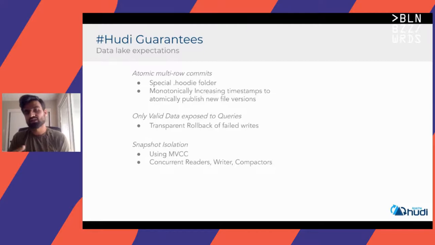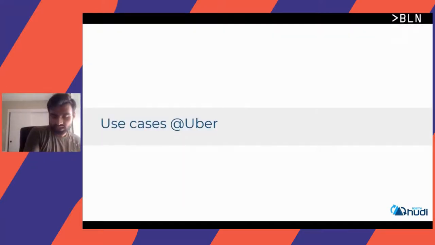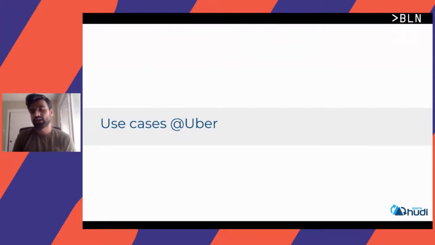It provides snapshot isolation using MVCC. So you can have concurrent readers, compactors, and the writer, and isolation will be maintained across all of these. And finally, we use the commit protocol that we have along with the guarantees of a distributed file system to guarantee durability. All right. So these are things that Hudi supports right now, in terms of what set of table types you can have for your ingestion use cases, and we have a bunch of use cases at Uber which use out of the box solutions which internally use these table types.